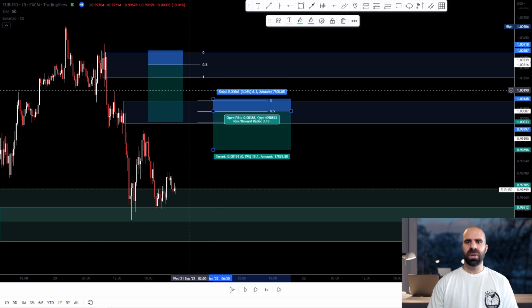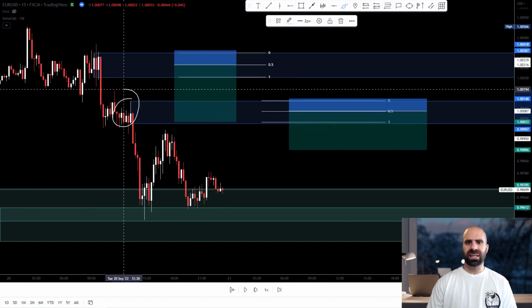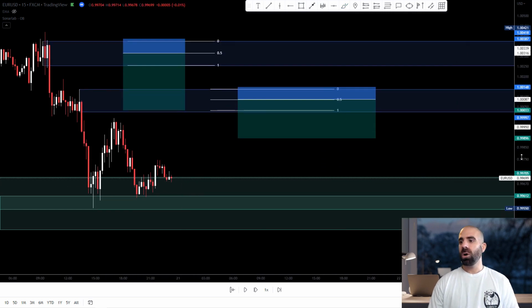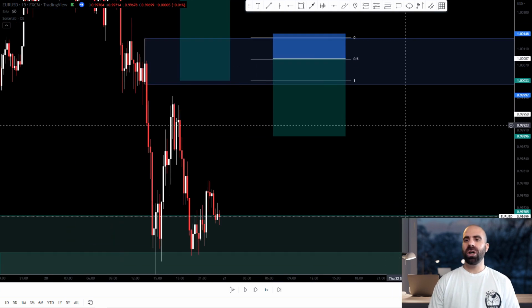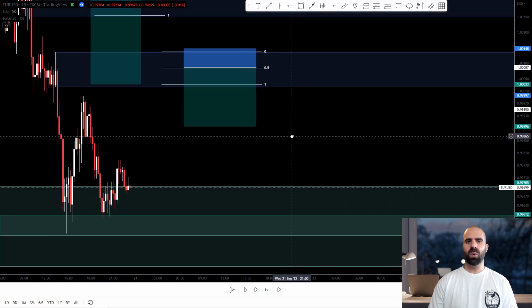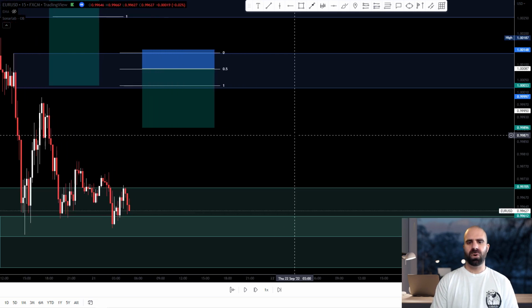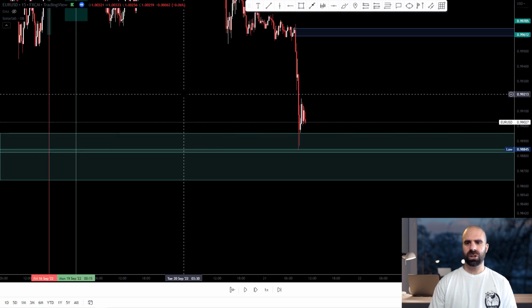Why did it? Because it identifies those areas that we broke structure from. We have been talking about it again and again and again, also in the premium courses. So it's very important that you also are able to identify why this is a valid order block. And let's move forward right here, and there we go, we break yet another structure.